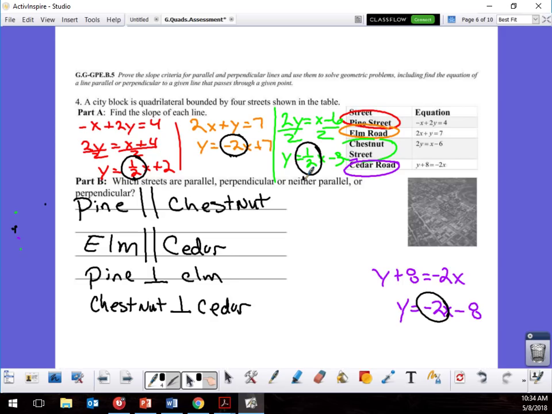Pine and the other one are also perpendicular. Will we have to write those two or no? Oh, no. Okay, I know what you're talking about now. Yes, Pine is perpendicular to Cedar, and Elm is perpendicular to Chestnut. Good catch. Does it matter which ones you put? As long as you have them, because they're parallel to each other, Pine is parallel to Chestnut. So Pine and Chestnut could be interchangeable for those right there. Make sense? Okay.